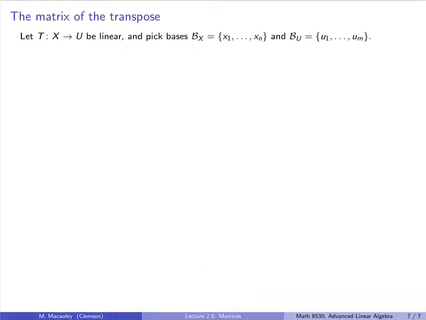Okay, the last thing we're going to do is take a linear map from X to U and look at what the matrix of the transpose of the linear map is. Now, you know the answer. It's the transpose of the matrix. But let's try to understand why that is.